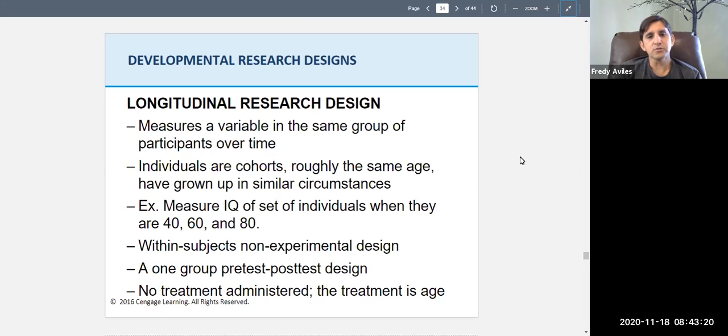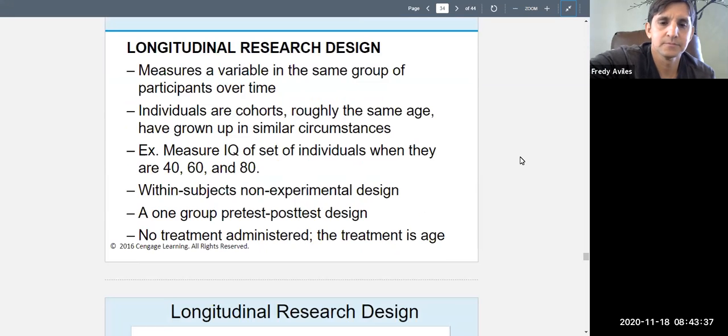And it's also a one group pre-post test design. It's one group of people. We studied them before, and we studied them after, and after. So it's like pre and post test. There's no treatment administered. The treatment is age. We don't do anything to them. We just wait for them to get older and then measure whatever we're interested in again.